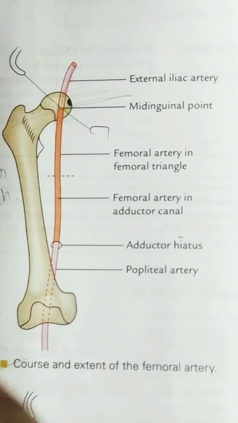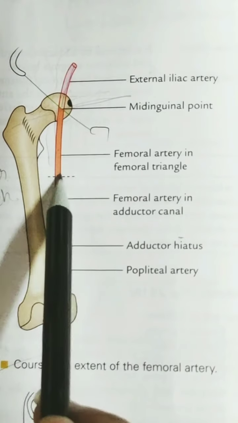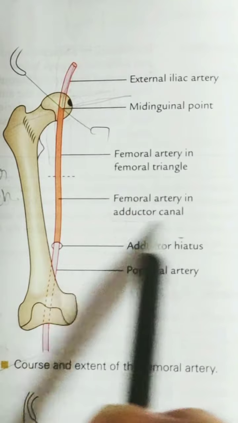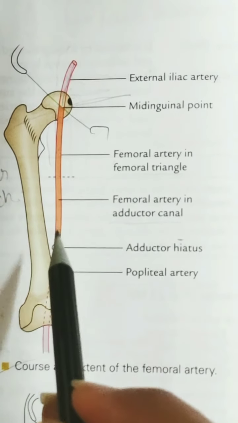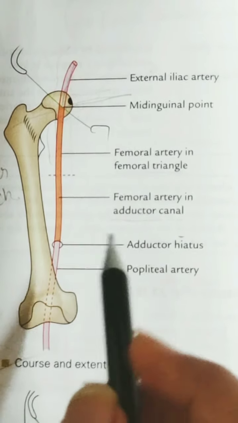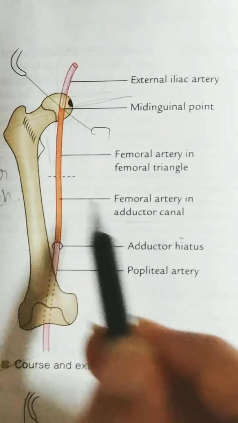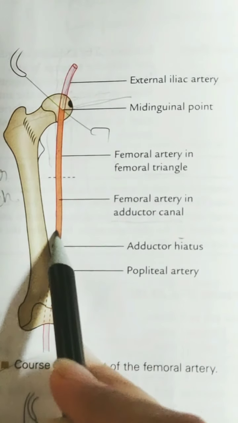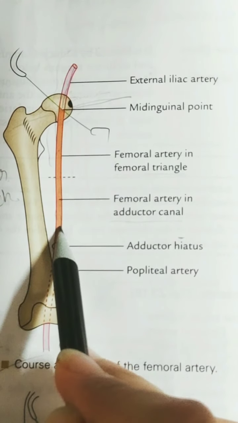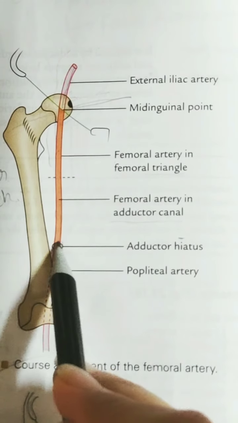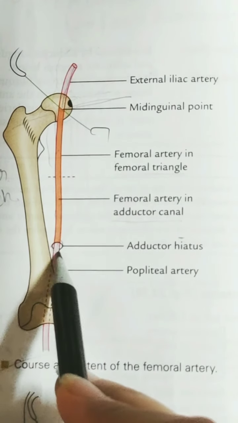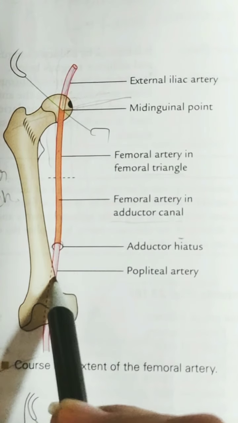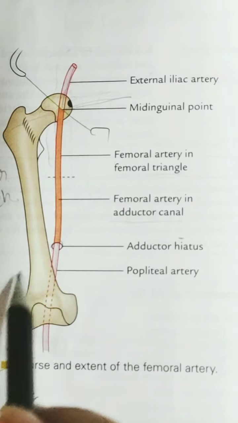This is the medial side, this is the lateral side. It continues downwards medially to enter the femoral triangle and the adductor canal area. Then at the end, it leaves through the adductor hiatus, which you can see here, and continues as the popliteal artery in the popliteal fossa.